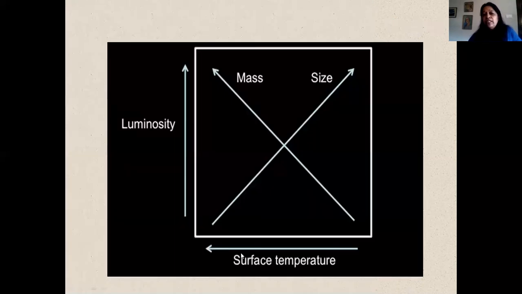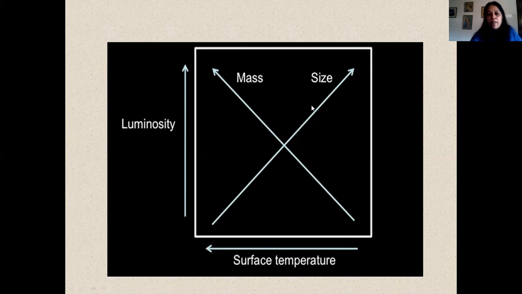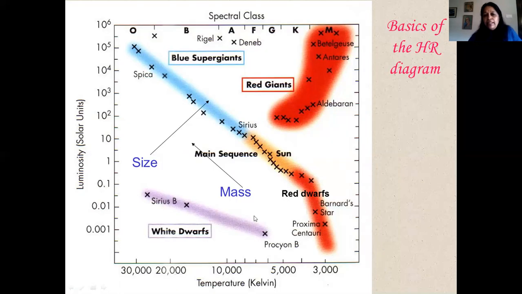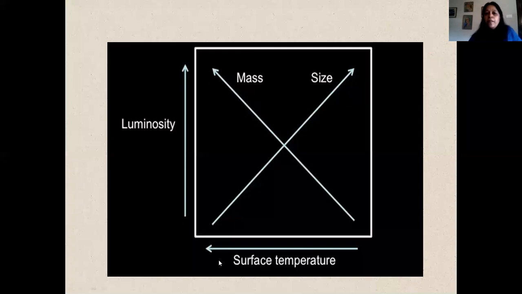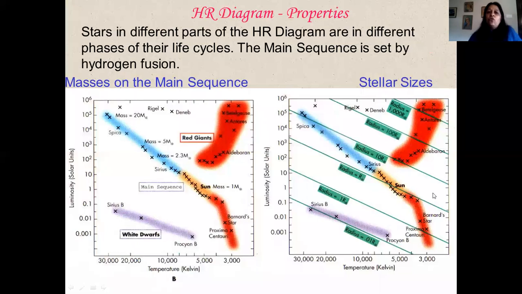So if you actually were to see the HR diagram, temperature goes this way, luminosity goes this way, mass goes this way, and size goes this way. So you can see these stars are more massive than these stars, but these stars are bigger in size than these stars, right? So we have massive stars over here and larger stars over here.